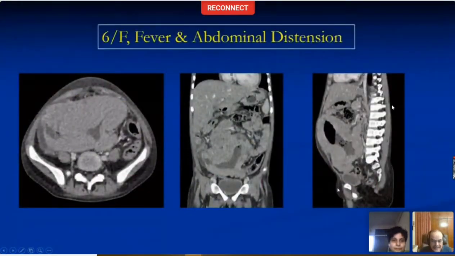Okay, let's move on to the next. And I think I can ask Abhinava to look at this case. This is a 6-year-old child who presented with fever and abdominal distension. Go ahead. These are the portal venous phase images.